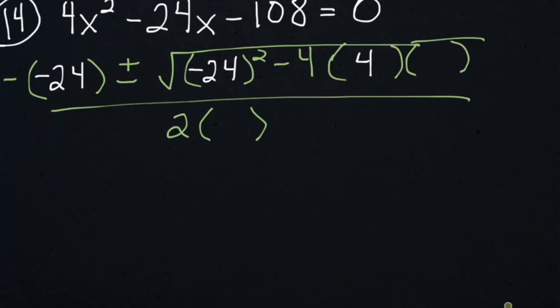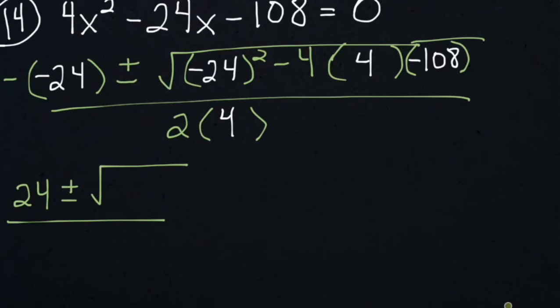Times A, which is 4, times C, negative 108, all over 2A. Now we can simplify. A negative and a negative make a positive 24, plus or minus. Those are big numbers, so I'm going to plug that into the calculator. 2 times 4 is 8. So in my calculator, I do 24 squared minus 4 times negative 108, and I get 2,304.